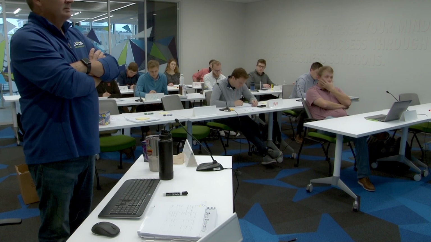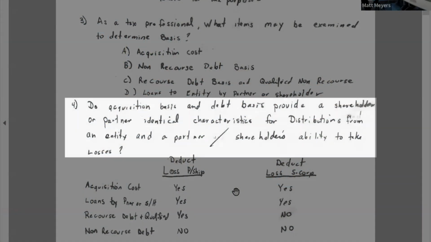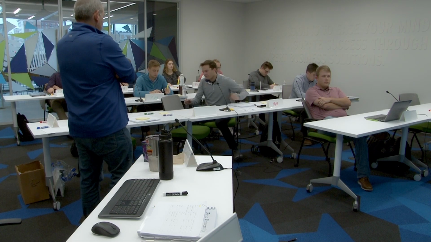Connor, what does number 4 say? Do acquisition basis and debt basis provide a shareholder or partner identical characteristics for distributions from an entity and a partner or shareholder's ability to take losses? Okay, this is one you should highlight. This is one that you should put a post-it on.